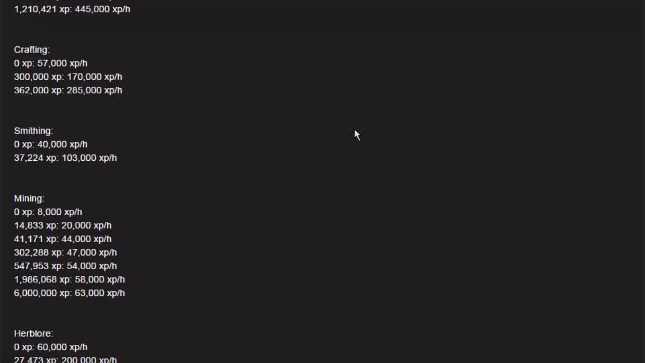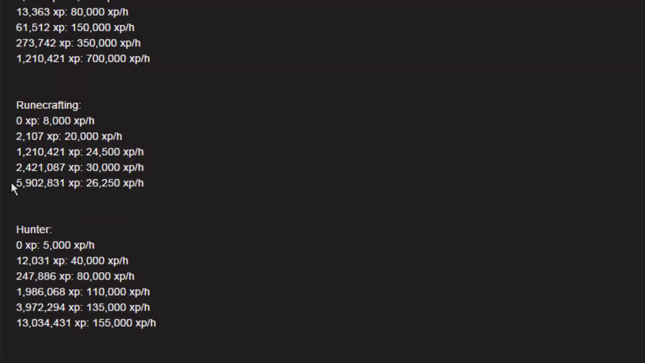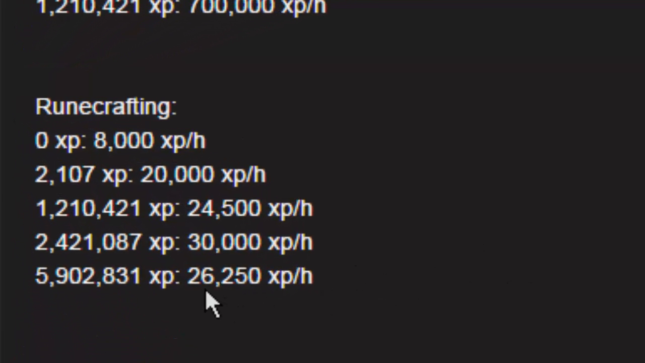But for certain things like runecrafting, it is very possible to get above EHP. For example, at 91 plus runecrafting, the EHP rate is 26,250. So it's assuming that you're doing nature runes, since those are probably the most efficient runes to craft overall if you're planning to do other skills and you need money. But you can get over 50,000 XP per hour in runecrafting easily if you do lava runes.